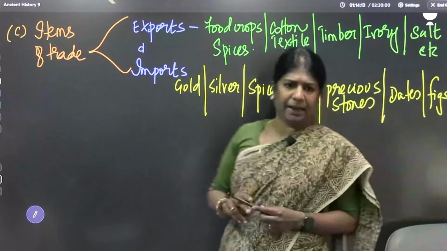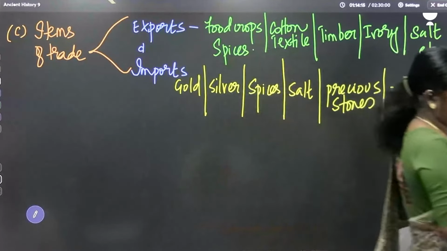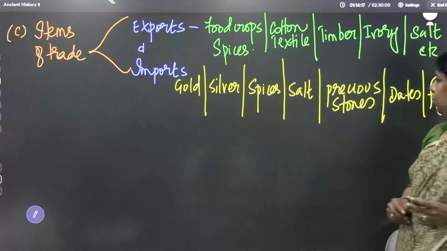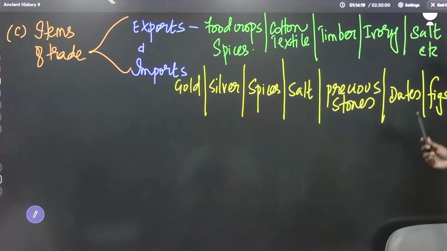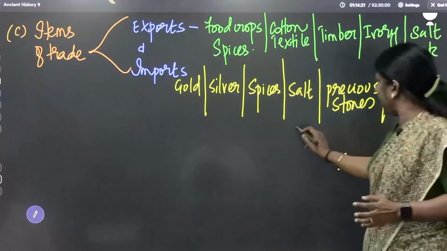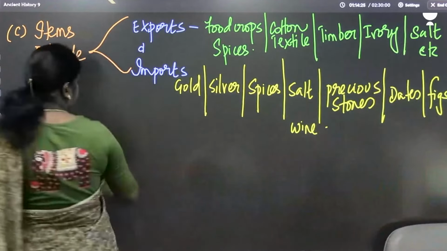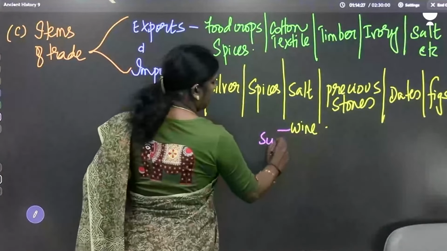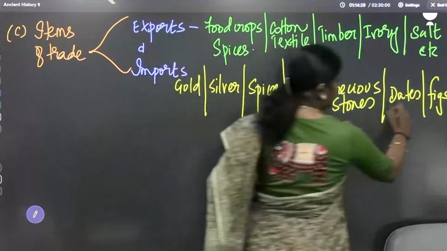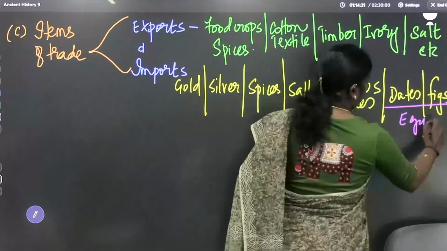Today you'll find one line. Okay, write it, write it. So gold, silver, spices, salt, precious stone, dates, fig. You can even add wine. Wine, they obtained it from Syria. So who gave wine to us? Syria. Dates and figs? Egypt.